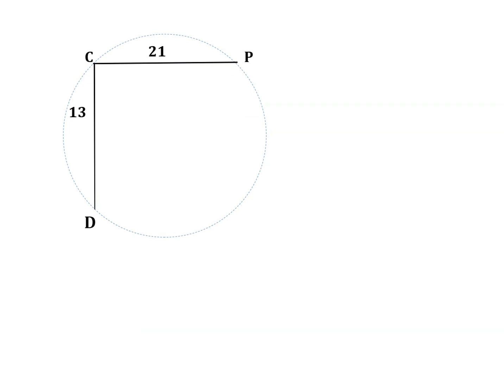So there are two chords, CD and CP, and the chords have the values 21 and 13.